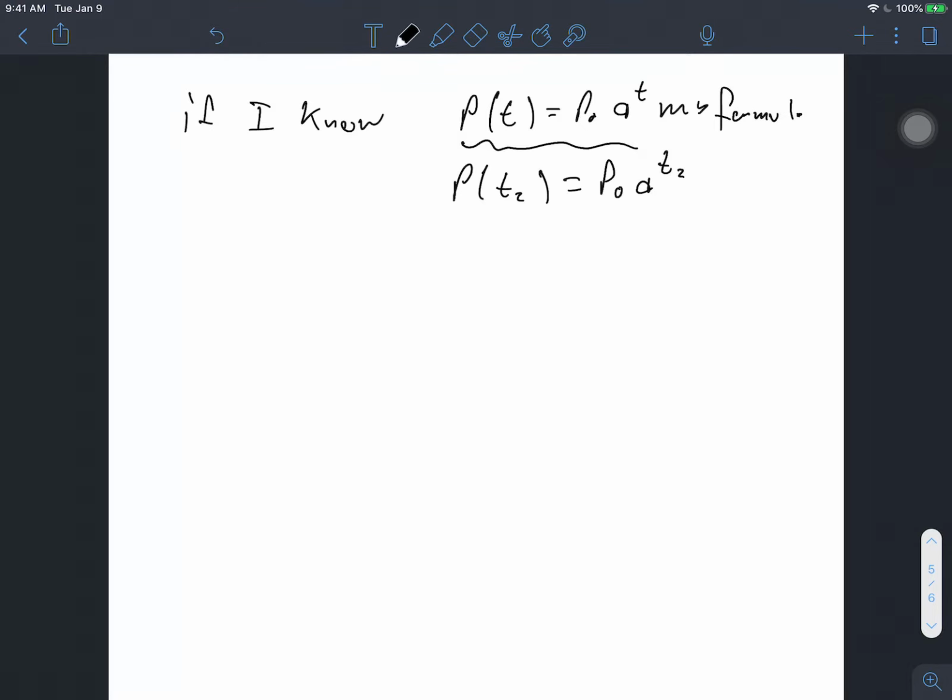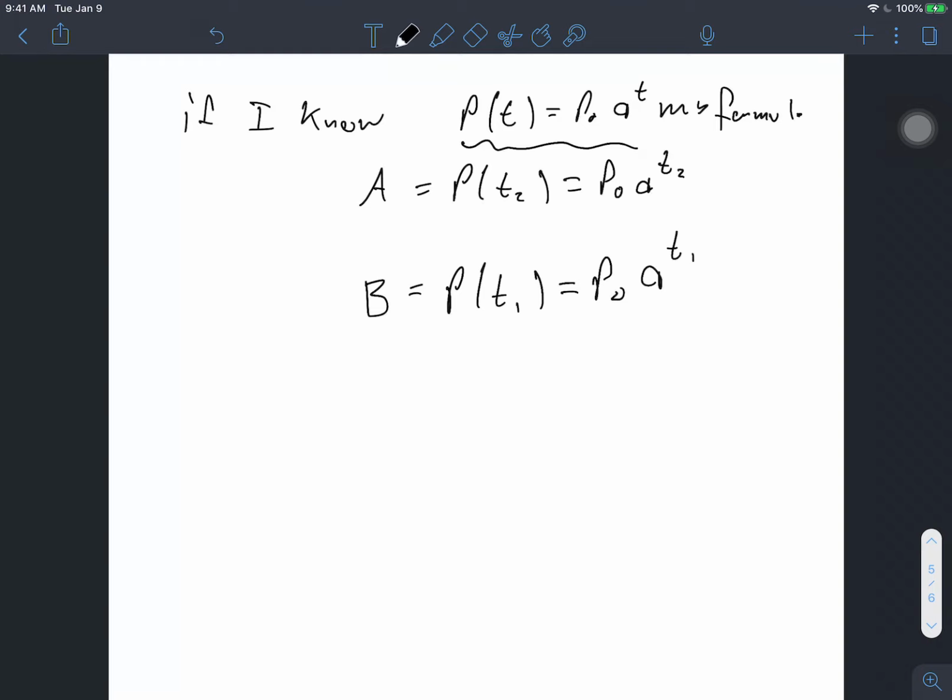A to the power T2 some number. If I have this information, so I have my formula, and they tell me that P of T2 is equal to some number, and P of T1 is equal to some number, I can figure out what A is using this method. Let me rewrite these numbers. I'm going to write them as a specific number. This one's going to be A, and this one's going to be B. So can you just remember that A and B are placeholders for some number?